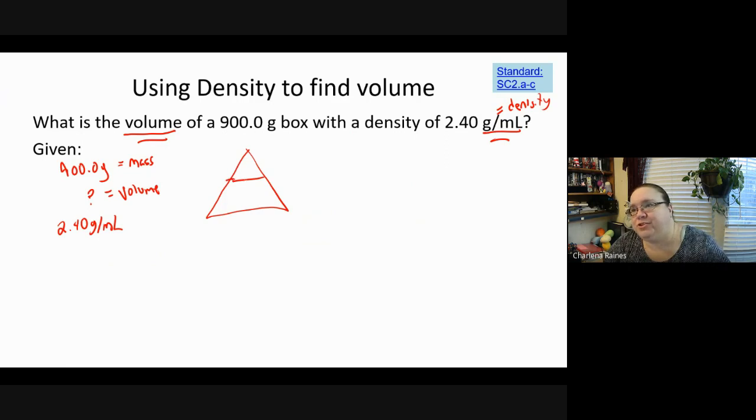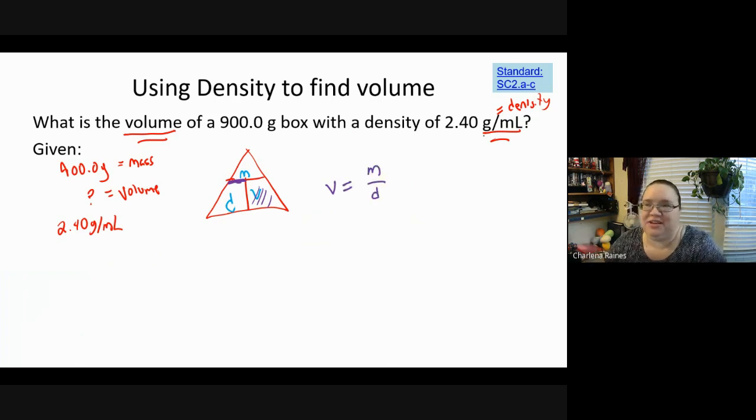So draw my magic triangle. And remember that when we go to get our license, we get it from the DMV. The D is always on that bottom left and goes clockwise. So this time I'm trying to find my volume. So I'm going to shade in that volume because that's the thing I don't know. Well, my triangle tells me that I need mass over density. So volume equals mass over density.